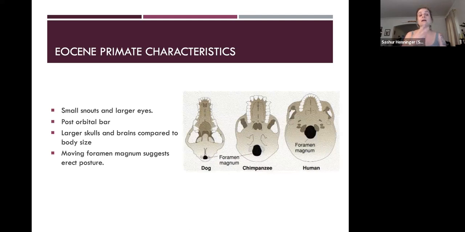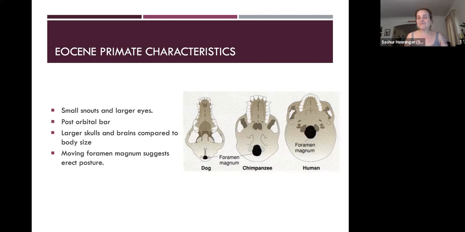So these are some of the traits we see appearing during the Eocene among the first true primates. And those are smaller snouts with larger eyes. That means nocturnal primates, right? So we're going to start losing that snout. Here is the first time we see the post-orbital bar. Remember that this is a distinctive primate trait, and that is the bone that fully encircles and encases the eye orbit, right? Fully encircles it. This appears first in the Eocene. Then we're seeing larger skulls and brains compared to body sizes. So larger cranium sizes compared to the body, flatter faces compared to the cranium.